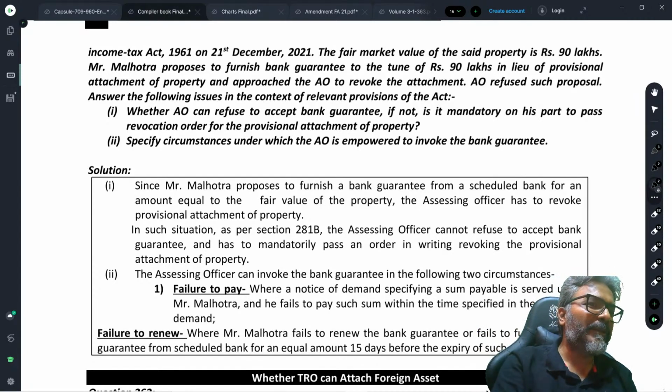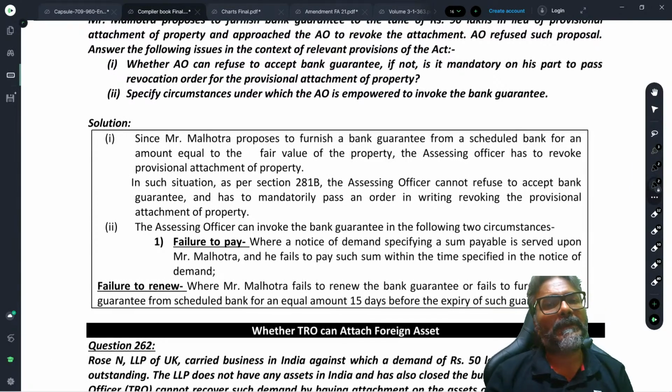So these are specific theory questions, students. Please read this one. Very important.